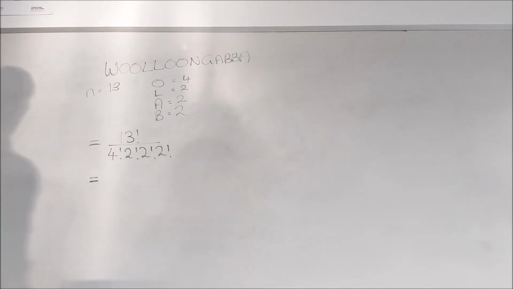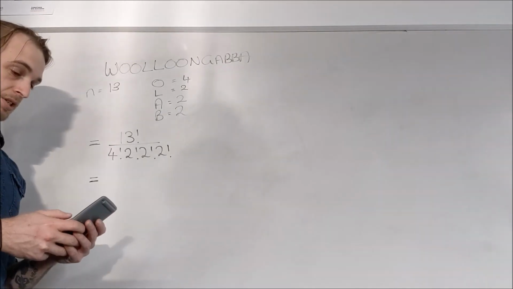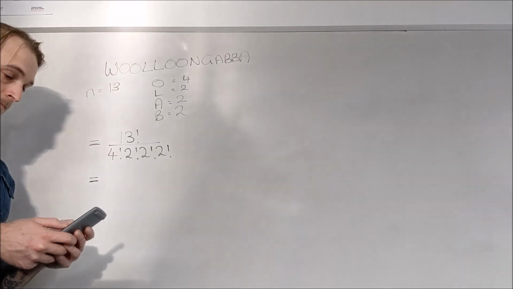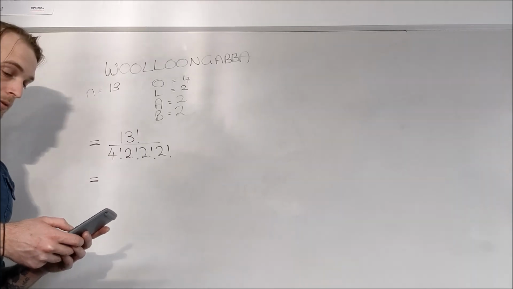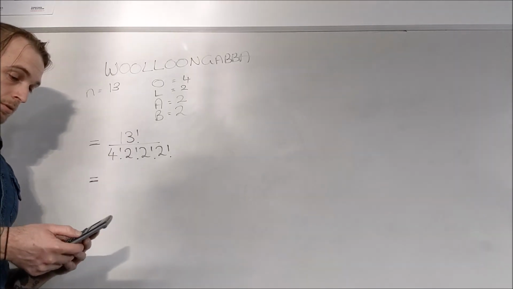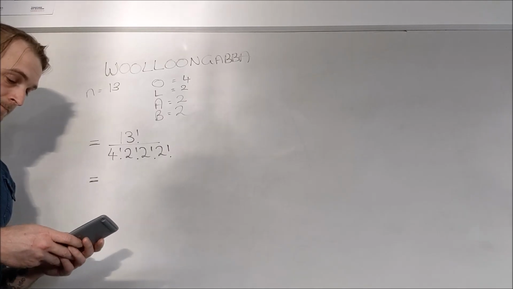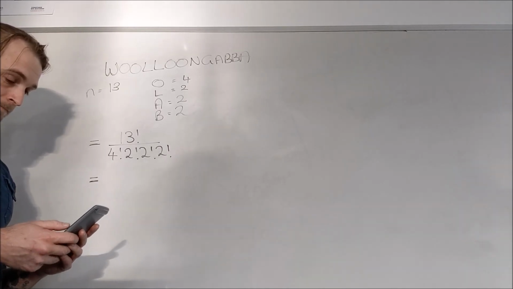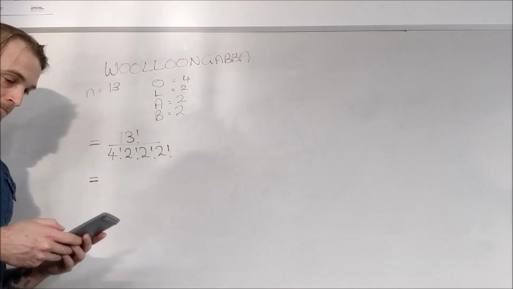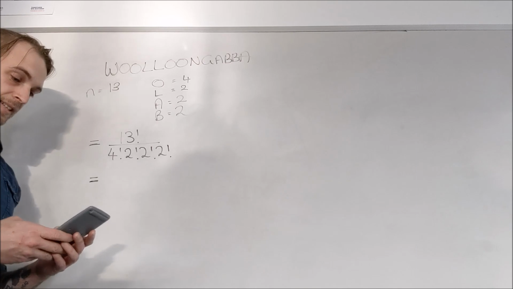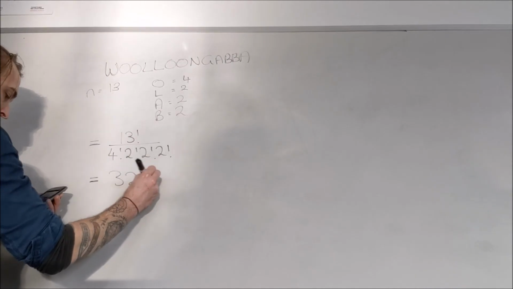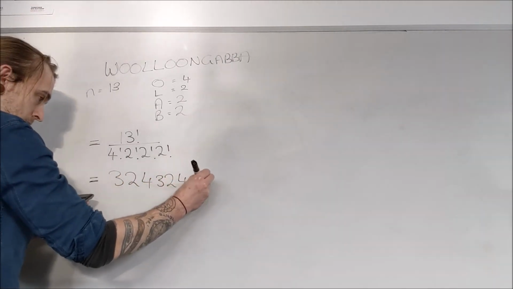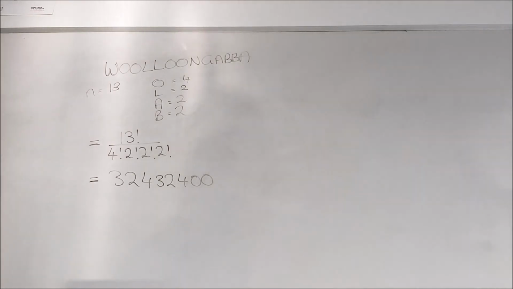With a question like this, I highly recommend you just go straight to your calculator. You punch in 13 factorial divided by 4 factorial, 2 factorial, 2 factorial, 2 factorial. I forgot my multiply signs. You should have gotten a very large number, something like 3, 2, 4, 3, 2, 4, 0, 0. That's exactly what I got.